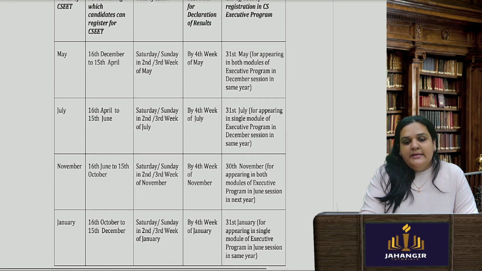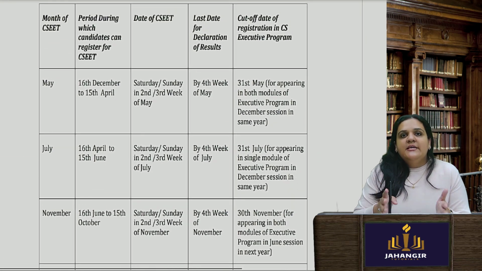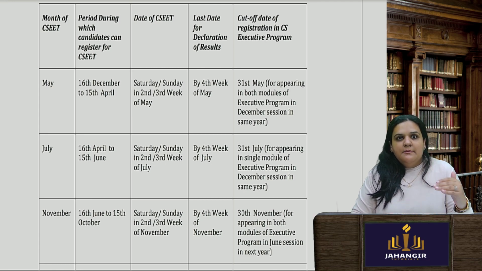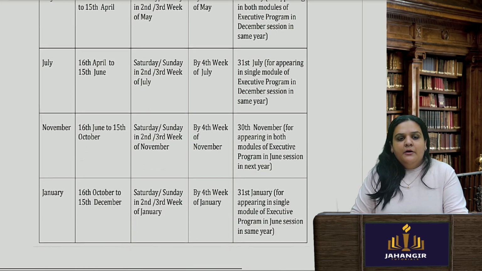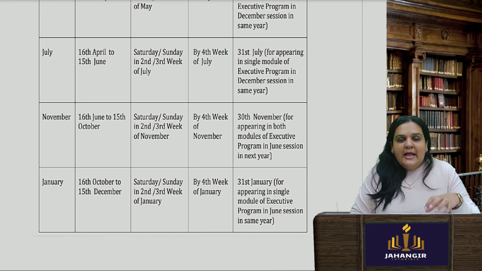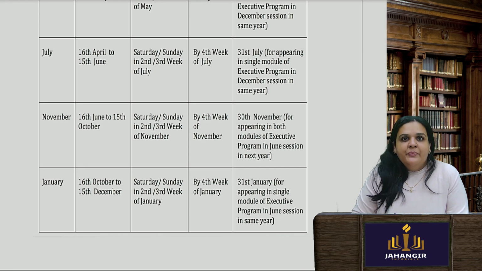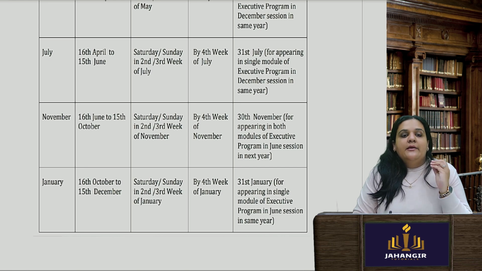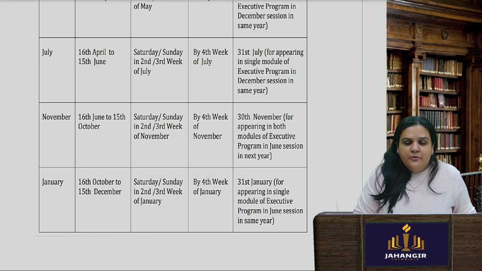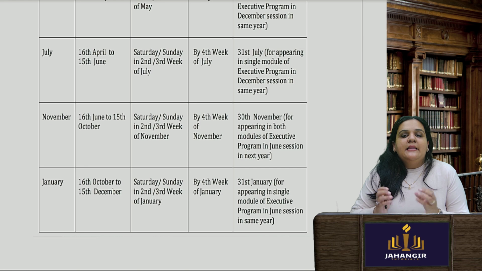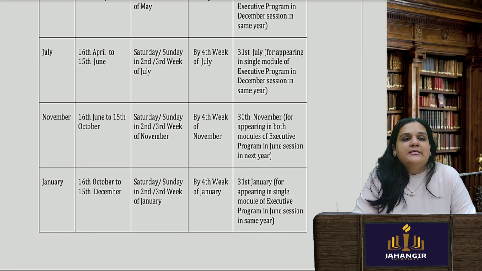Now, what are the dates? Whichever month your CSET exam is taking place, say you gave your CSET in May, or in July, or in November, or in January, then that month's last date will be your last day to enroll for CS executive. Talking about January, for example, 31st January: your exams were in January for CSET, you got your results also in January, so 31st January will be the last date for appearing for any of the modules for the CS executive program.